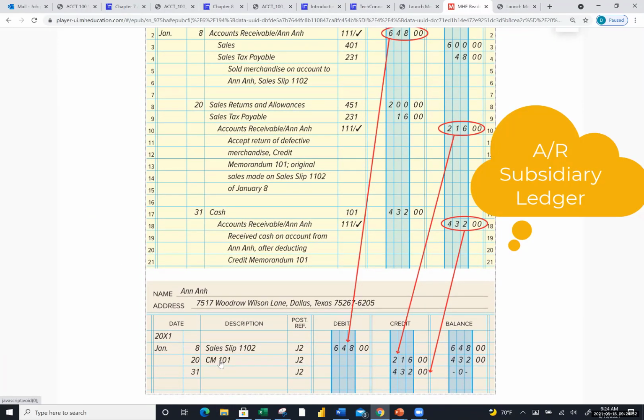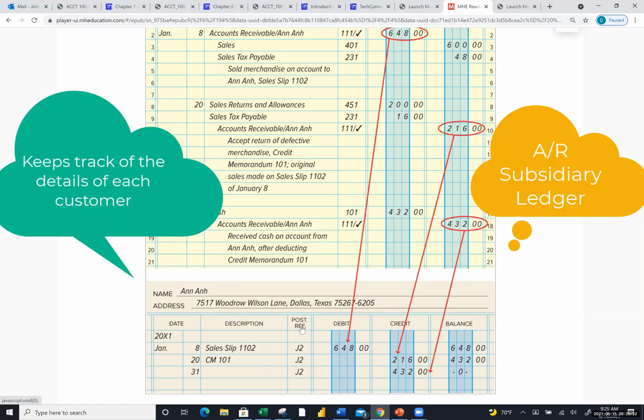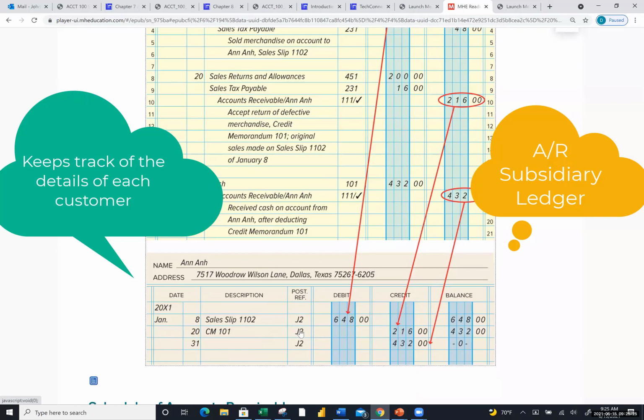Remember that we have this big major account called Accounts Receivable. That hasn't changed. It's an account in the general ledger. It's an asset account. It goes up when we sell things on account, and it goes down when people pay us off or there's some type of a return. The new part to this is now that we have customers buying things where we may have to send them statements, we need to keep track of each individual customer's balance. And this little brown looking thing is what we call the Accounts Receivable Subsidiary Ledger.